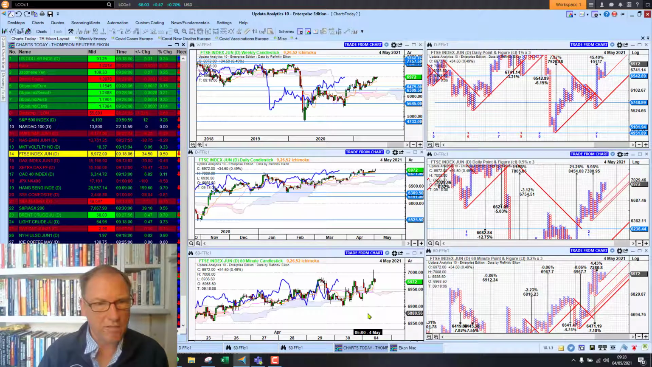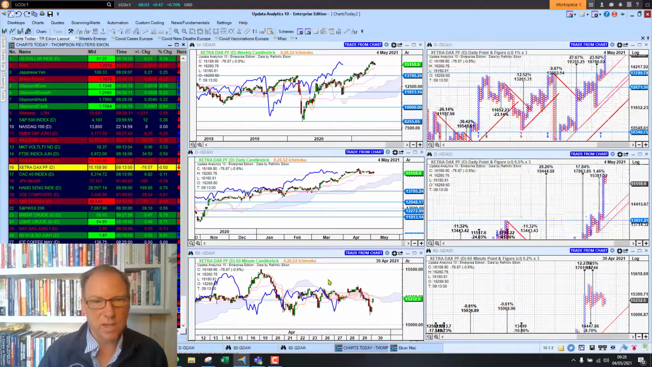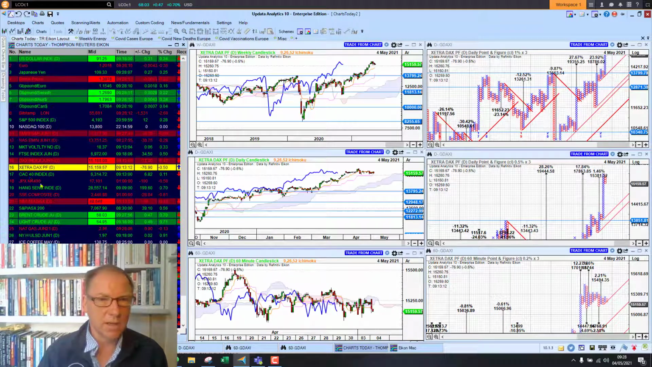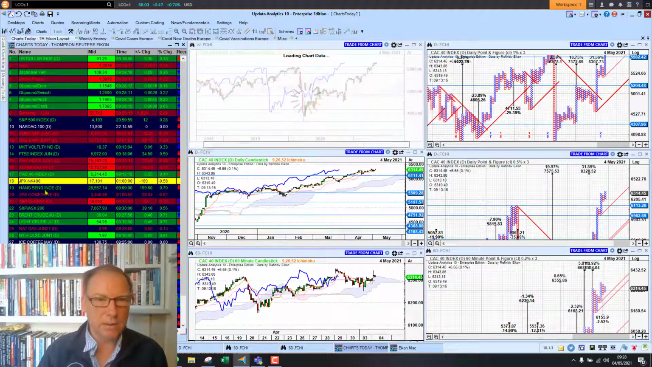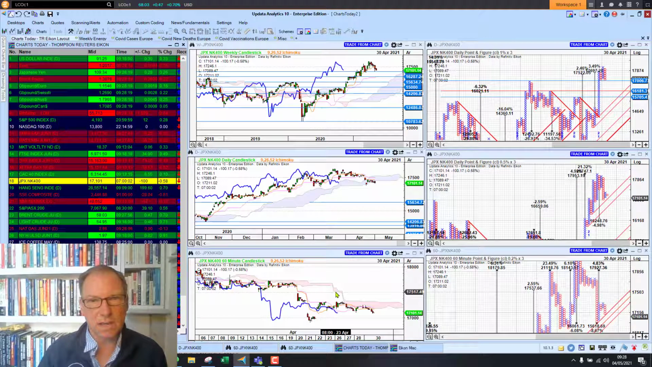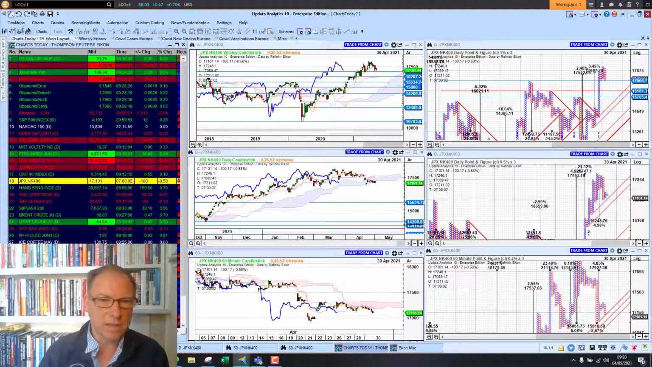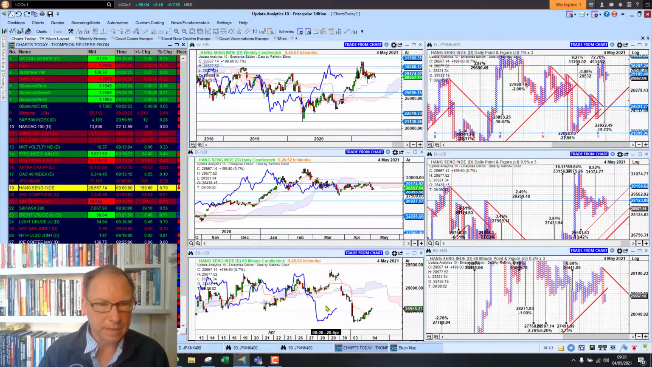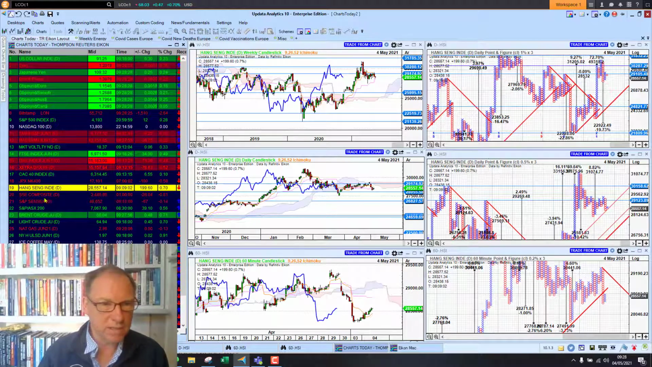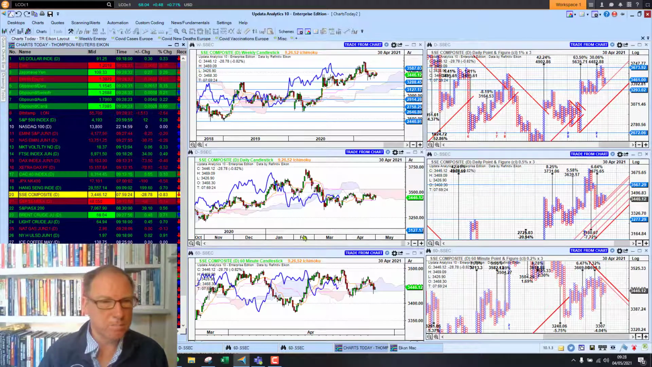The FTSE future is up 0.5% this morning, so UK market looking a bit stronger. The DAX cash market down 0.5% in Germany. The CAC Quarante up 0.1%. So Europe mixed. Japan was down 0.5% on Friday. And so we're seeing here, waiting for tomorrow really. The Hang Seng was up 0.7%. And the Shanghai Composite was down 0.8%. So the picture is mixed in Asia.